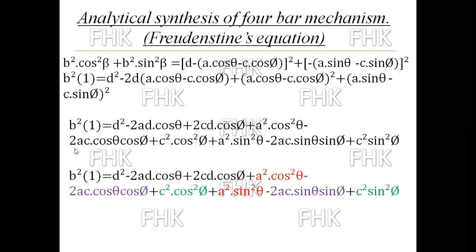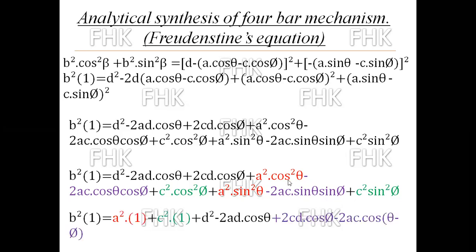And next is 2ac cos theta cos phi, and here minus 2ac sin theta sin phi. From these terms I will take 2ac common, which I have shown in purple color. Okay, I again simplify this: b square is equal to a square. This will become 1, sin square theta plus cos square theta will become 1. Okay.